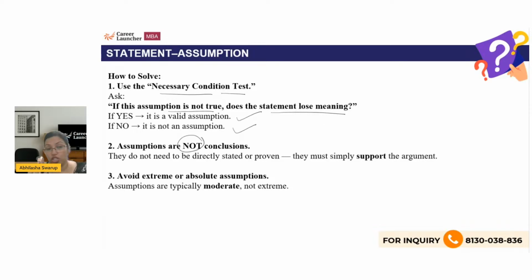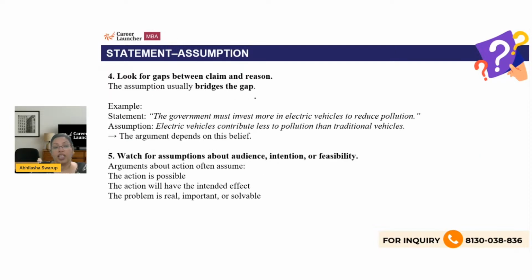Assumptions are not conclusions. Please don't misunderstand them, right? They're not to be directly stated or proven. They support the argument. Avoid extreme or absolute assumptions. So remember, assumptions are typically moderate and not extreme in nature. The gap between the claim and the premise, the author's conclusion and the premise, that is the assumption. So the assumption will usually bridge the gap. For example, every government must invest more in electric vehicles to reduce pollution. Assumption is that electric vehicles contribute less to pollution than traditional vehicles. So that will be it, right?